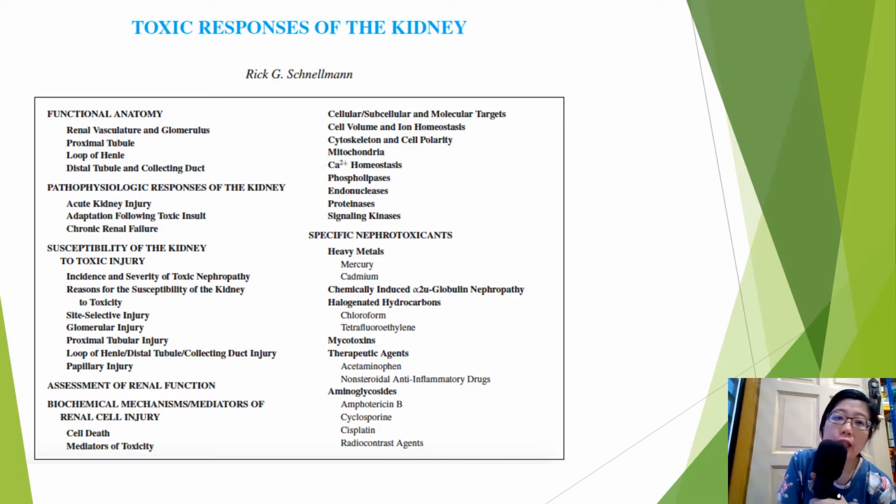Over here, we'll look at the overall summary of the toxic response for nephrotoxicity. There's a little bit of anatomy and physiology that we talked about, and some susceptibility of the specific site. Some toxicants are more specific towards different sections of the nephron, depending on where they can be concentrated more, but some are more generalized. The mechanisms or effects can be cell death, mitochondrial effects, and so on. And there are all sorts of different types of nephrotoxicants as well.